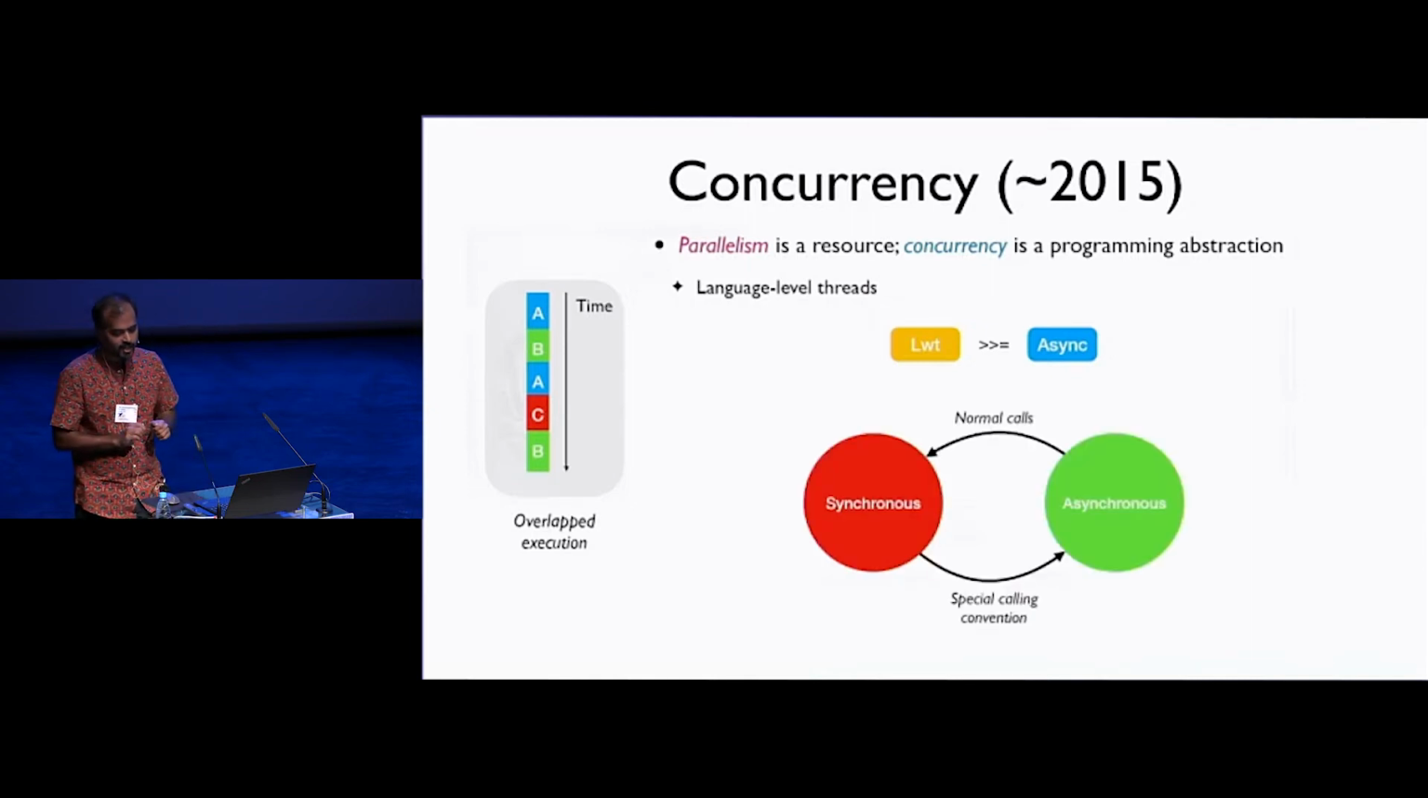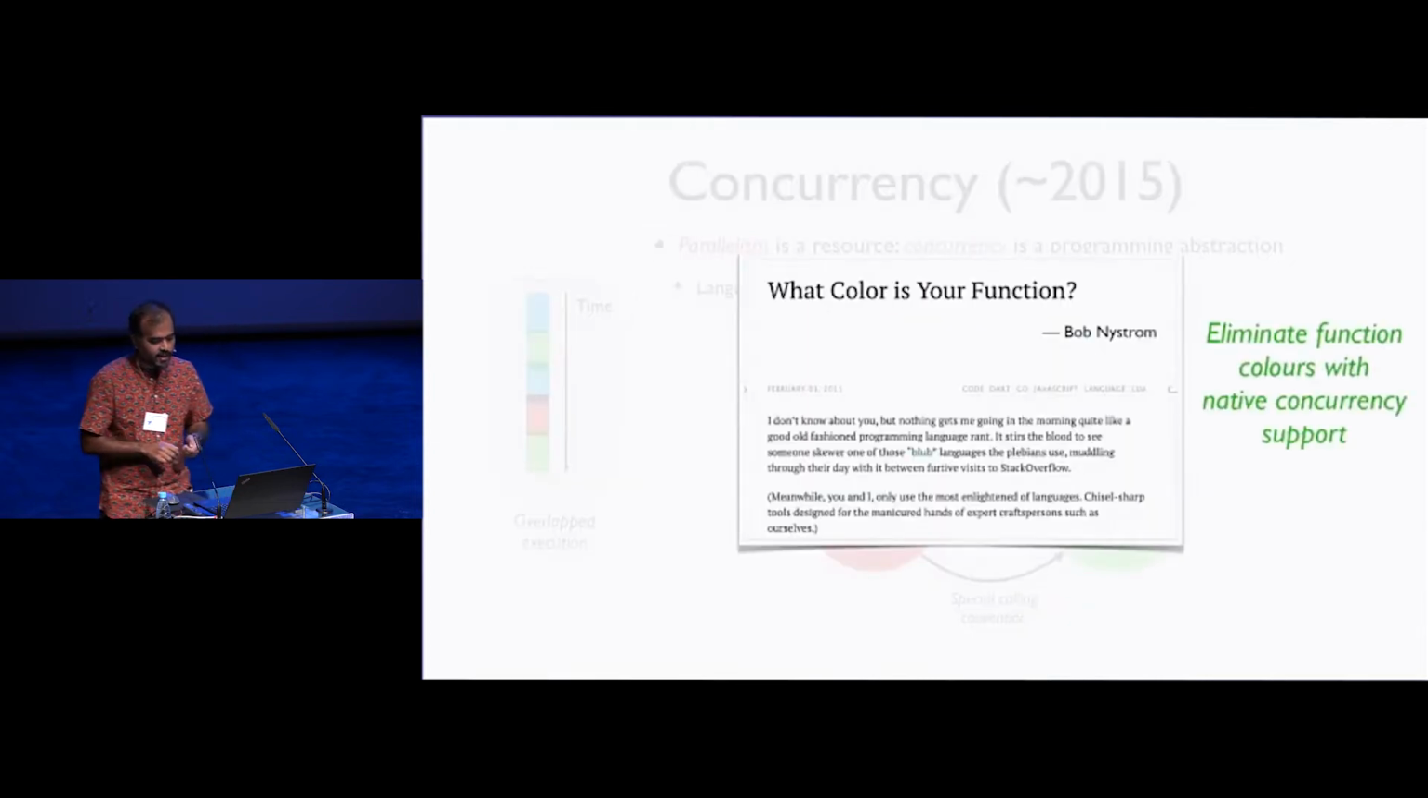One of the properties that these monadic concurrency libraries have in a language like OCaml is that they split the world into asynchronous and synchronous functions. While asynchronous functions can normally call synchronous functions, the converse is not true. You have to have some sort of special calling convention to go the other way. This was succinctly captured in this essay by Bob Nystrom called "What Color Is Your Function?" Many languages, including JavaScript and Rust, have this particular issue. So our idea was to eliminate function colors with native concurrency support.